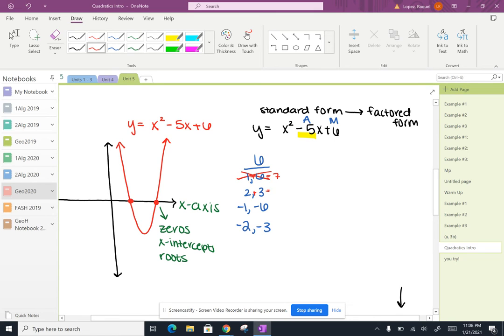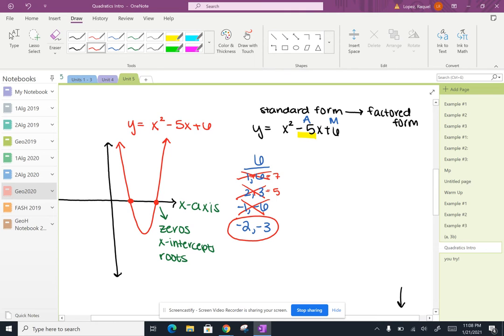2 plus 3 gives me +5. This can't be the pair either because it needs to add to -5. -1 and -6, when I add those together, give me -7. So the pair that fits is -2 and -3. So these two numbers satisfy the condition that when you multiply them together, they give you 6, and when you add them together, they give you -5.